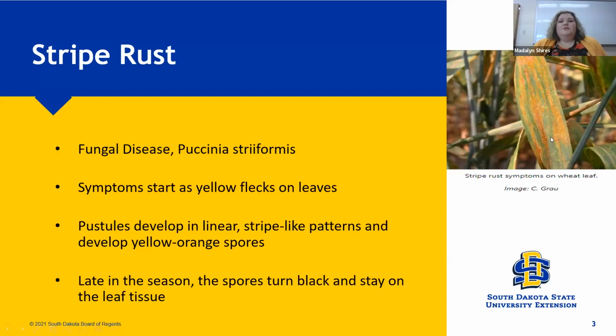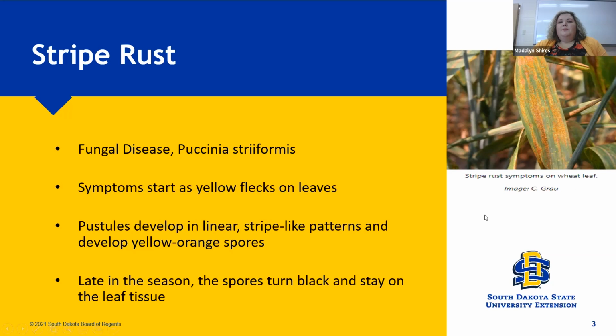So hopping into stripe rust, this is a fungal disease that pops up a lot of years. The name of the fungus is Puccinia, and I'm not going to attempt to pronounce that species name. The symptoms start as yellow flecks on the leaves, and as the disease worsens, the pustules develop into linear stripe-like patterns and develop into these yellow-orange spots like you can see here on the sample. Later in the season, the spores will turn black and they actually overwinter on that wheat material.